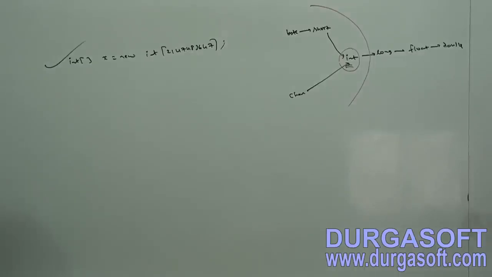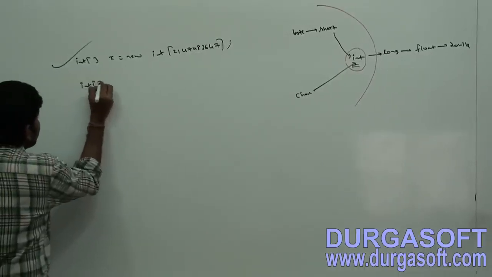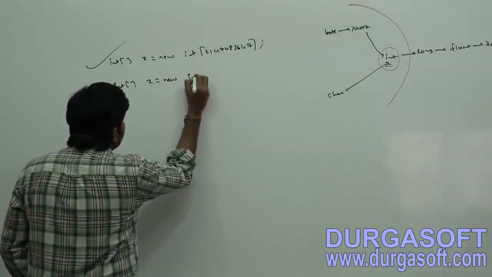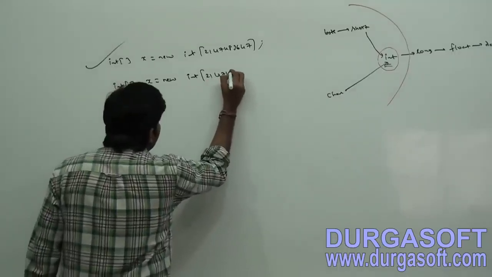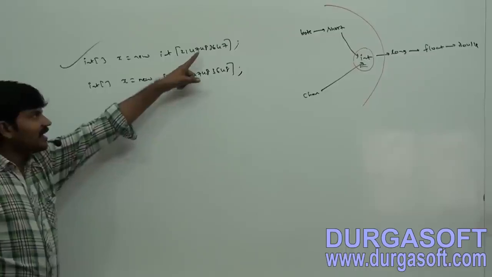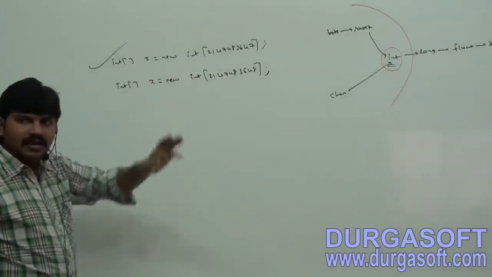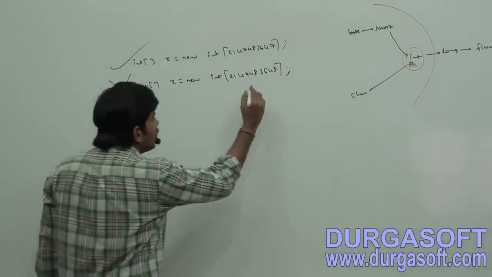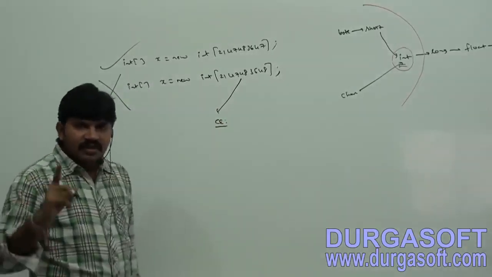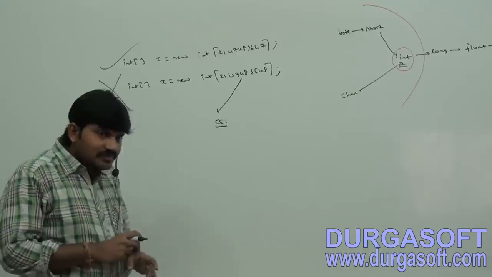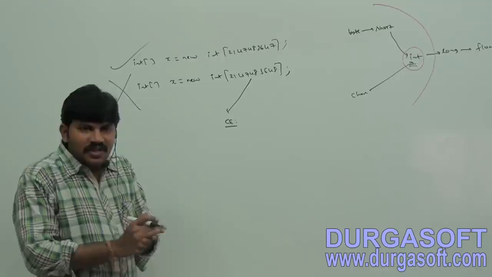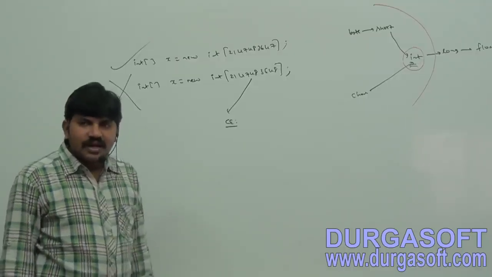Int array x is equal to new int array of 2147483648. Because it exceeds the int range, I can't create an array for this requirement, and immediately we are going to get a compile time error. Regarding the syntactical mistake we are making, can you tell what compile time error we are going to get? Out of range? What compile time error? Invalid range.